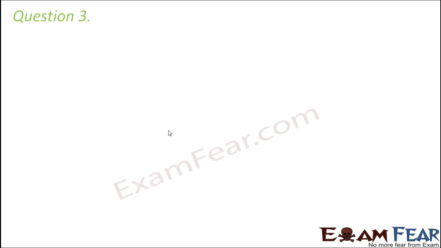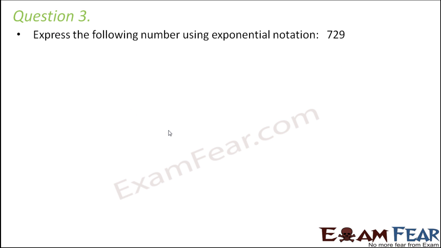Question number 3. Express the following number using exponential notation. So here also we want to represent 729 as some number to the power some number. So in that form we want to represent 729. So for that what do we need to do? The first thing that we will do is prime factorization of 729. Only then we will get to know how we can represent 729 in the form of its prime factors.